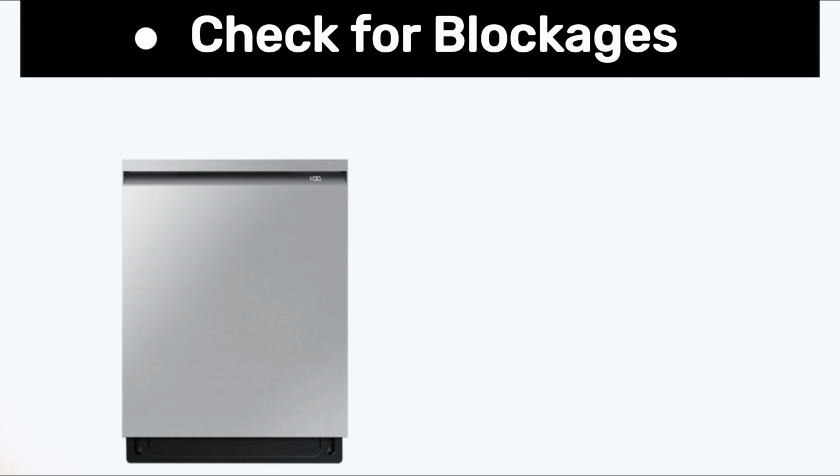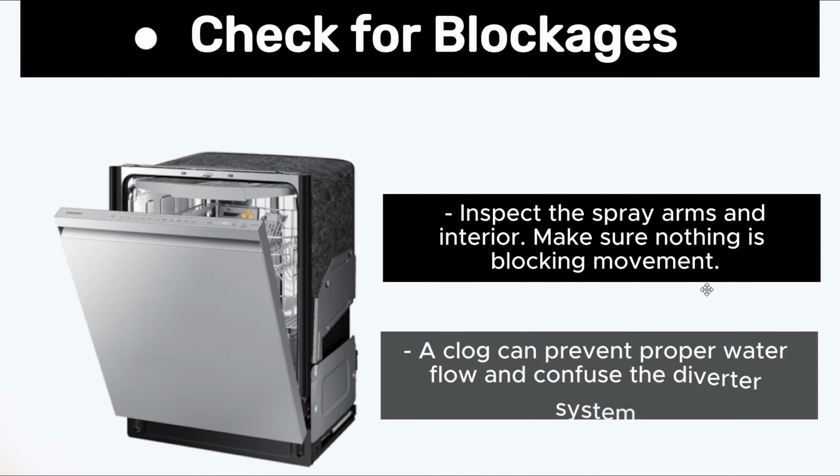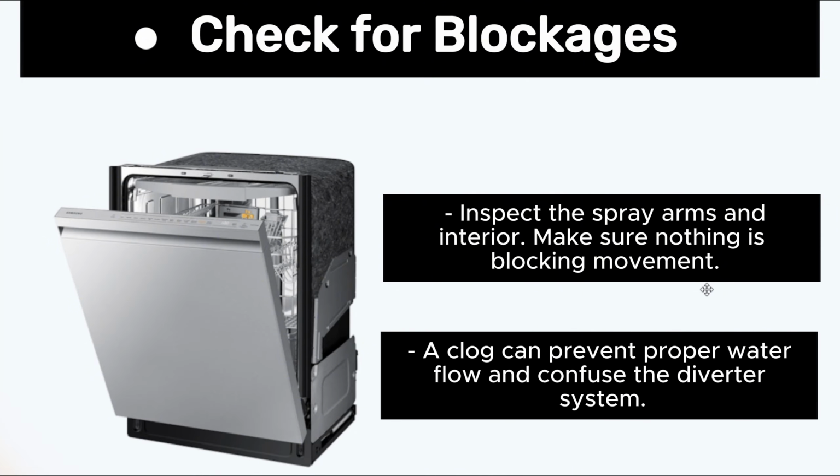Next is to check for blockages and spray arm issues. So in this step, you're going to have to open the dishwasher and inspect the spray arms and interior. Make sure nothing like utensils or food debris is blocking movement, and remove and rinse the spray arms if needed, since clogs can prevent proper water flow and confuse the diverter system.